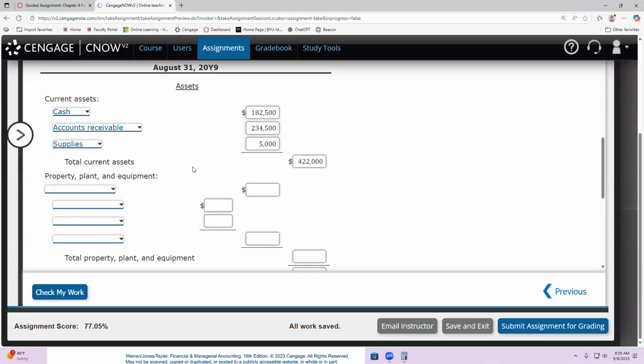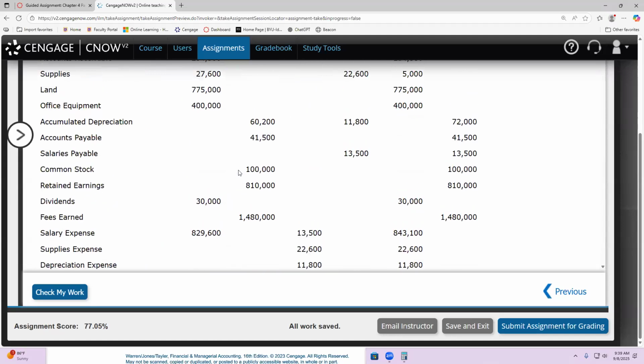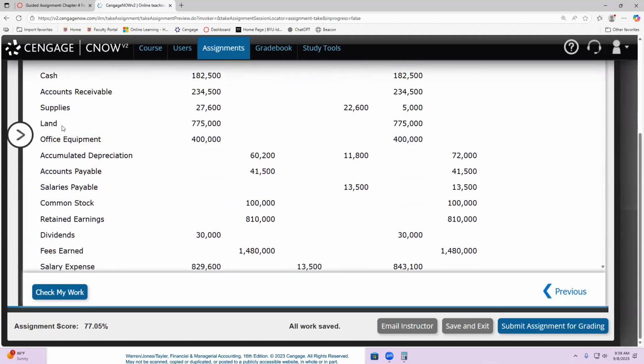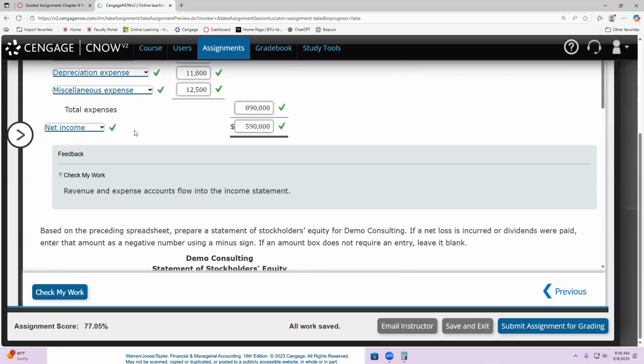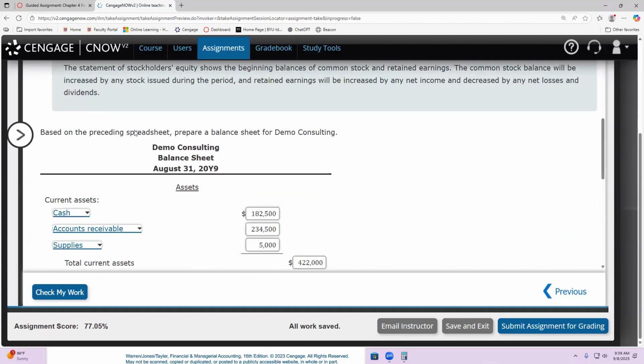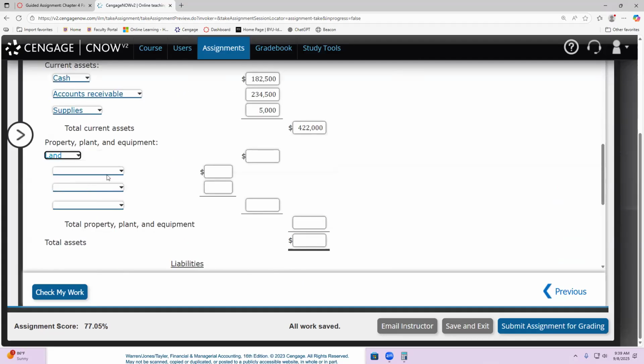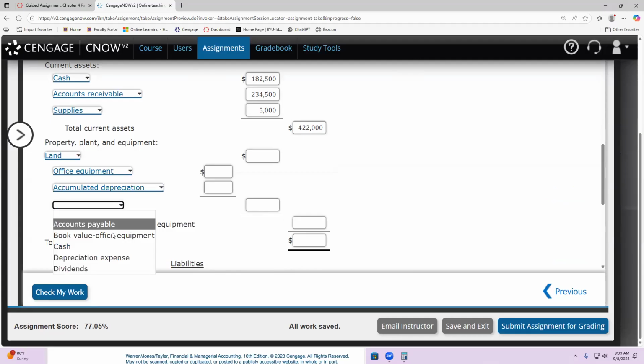Anyway. So property, plant, and equipment. We'll go up here. We'll look at what we have. We have land, office equipment, and that office equipment has some accumulated depreciation. Land doesn't depreciate, so you can't ever take an expense for land, which is, I don't know why. It's a rule they made a long time ago with the IRS, and that's still the rule. So we're going to do land, and then we're going to do office equipment, accumulated depreciation, and the difference between the cost of the office equipment and the accumulated depreciation is the book value of the office equipment.